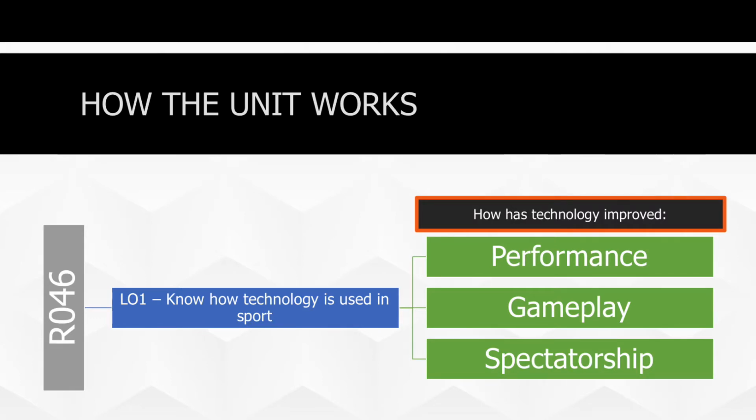On your screens, you should be able to see how this unit is going to be laid out. Our new unit is technology in sport, R046. For our LO1, it is know how technology is used in sport. We now have to talk about how technology has improved three different elements: performance, gameplay, and spectatorship. Your first section in this video is all about how technology improves performance.